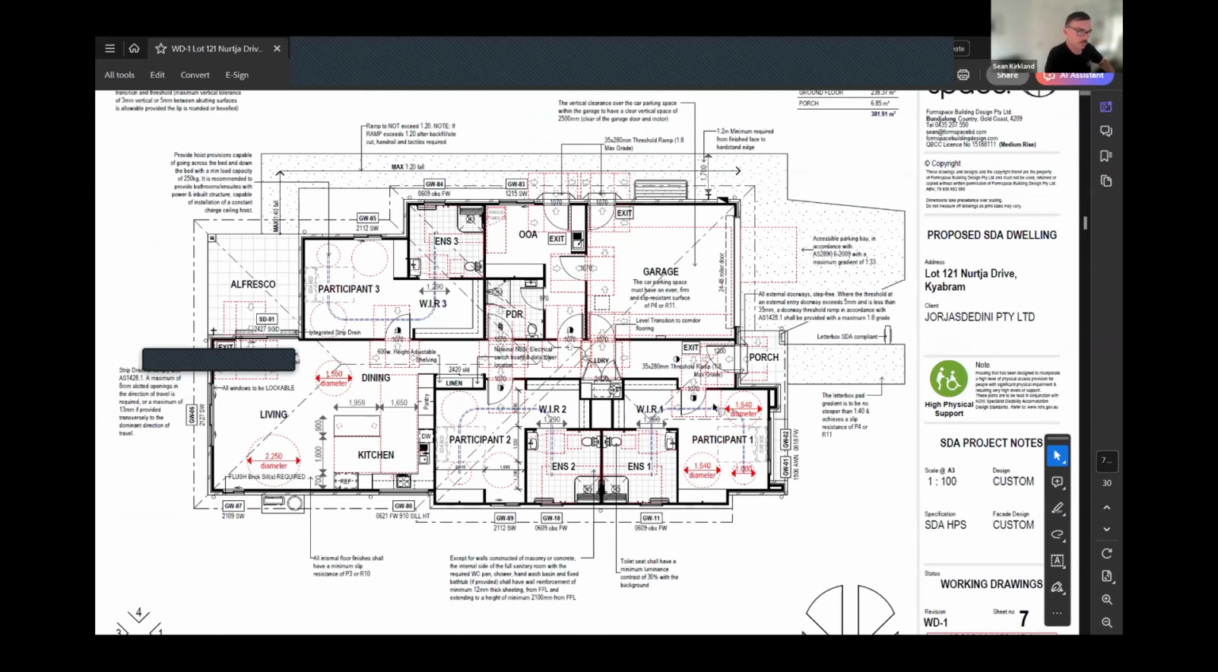And so what we find is it also provides, I guess, privacy for the participants as well. So this home's intentionally designed larger than SDA design standards. And so it allows, for instance, in participant one's bedroom, a carer to clothe and bathe the participant in privacy, separate from the main bedroom.